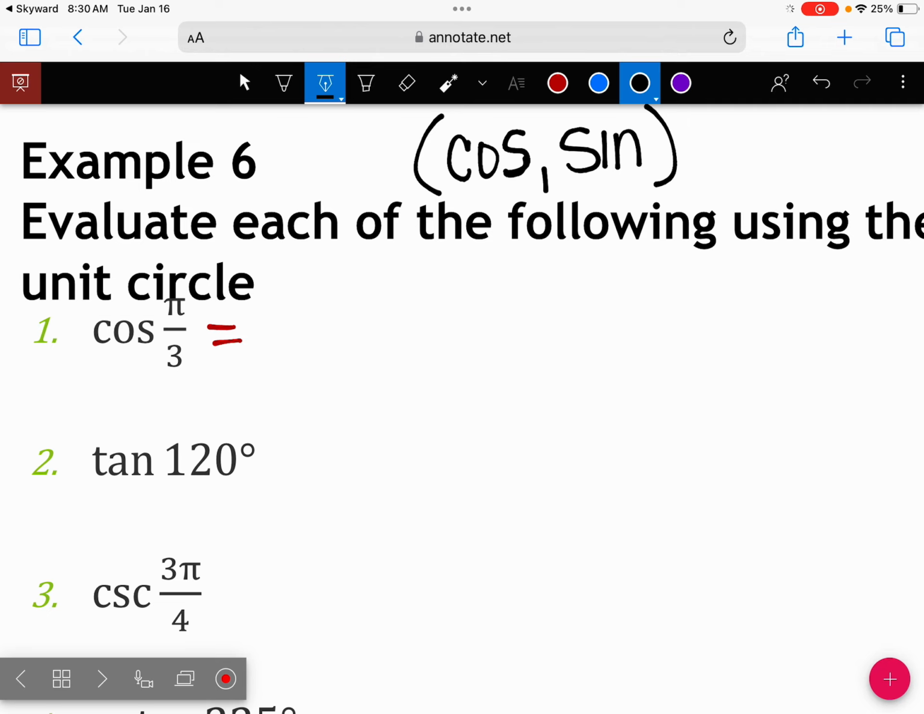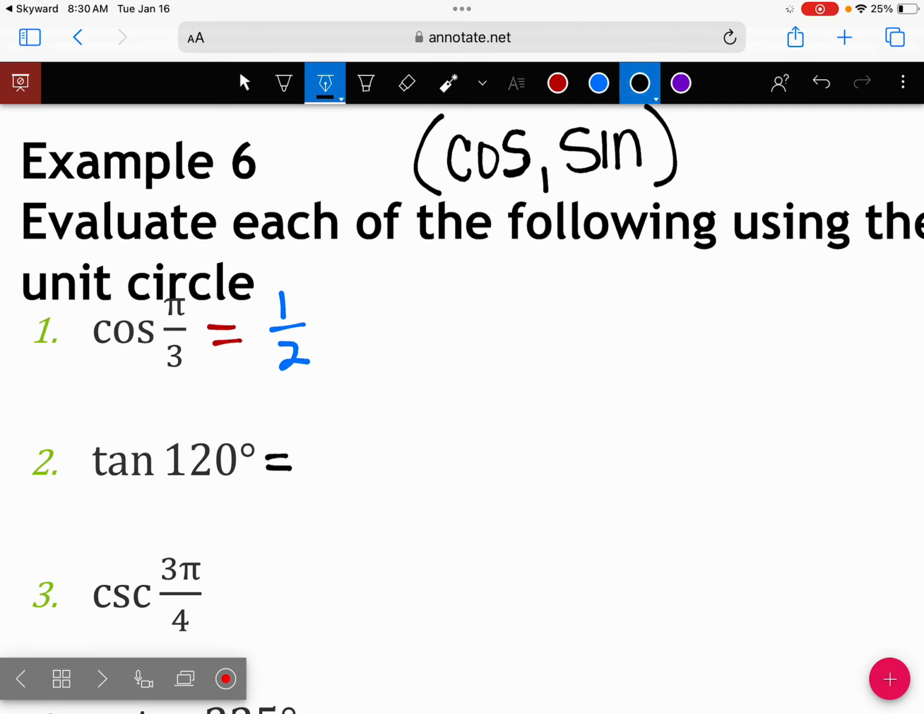So I want you to find pi over 3 on your unit circle. And what is the x value? 1/2. That's your answer. So the cosine of a 60-degree angle, or the cosine of pi over 3, is equal to 1/2.